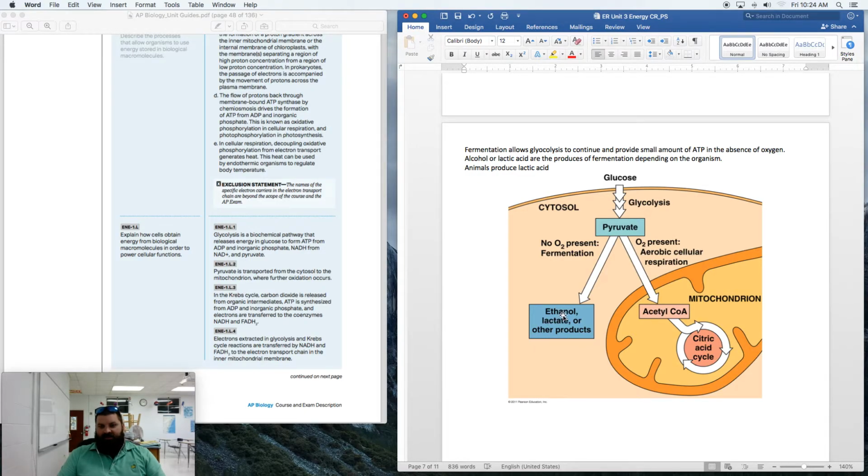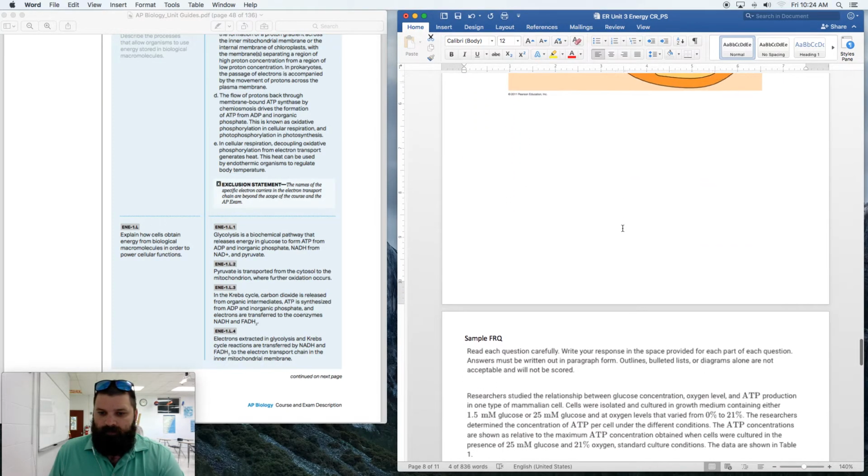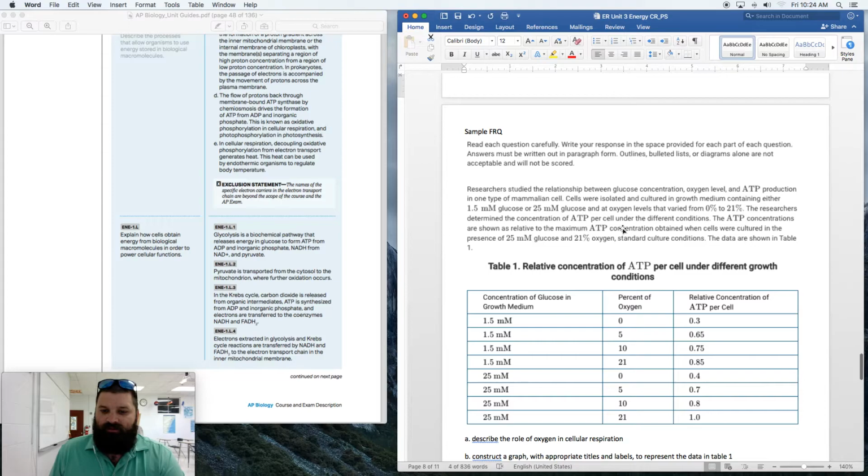Ethanol and lactic acid are the other products, depending on what organisms do this. For example, animals produce lactic acid. Plants, bacteria, and yeast do alcoholic fermentation. All right, let's look at a sample question.